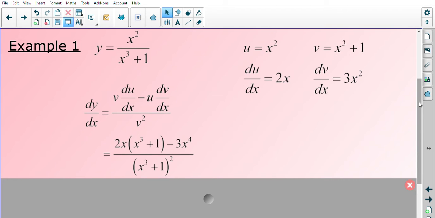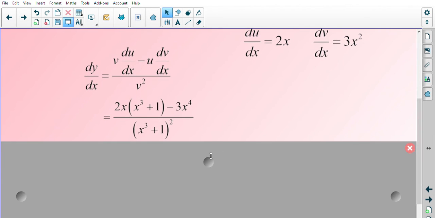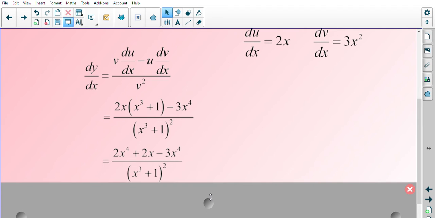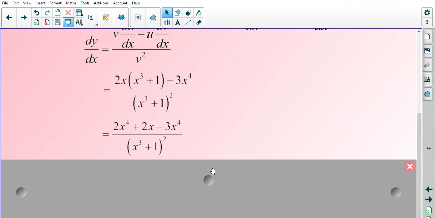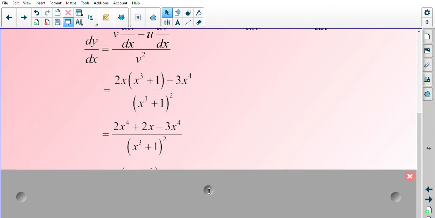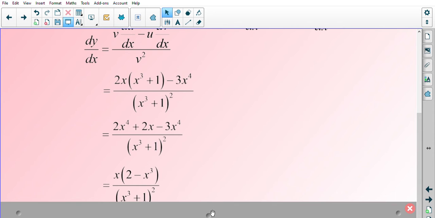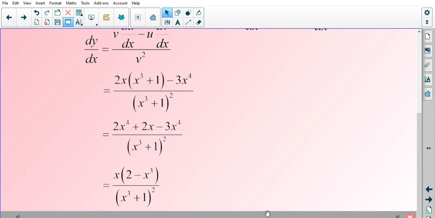However, it's always better to see if we can simplify our answer, so I can multiply out this numerator and tidy up. If I do so, I get 2x to the power 4 plus 2x, subtract 3x to the power 4, still divided by x cubed plus 1 squared. If I tidy this up, I'm going to get negative x to the power 4 plus 2x. I can take a common factor of x out on the top. I am left with x bracket 2 minus x cubed, all over x cubed plus 1 squared.